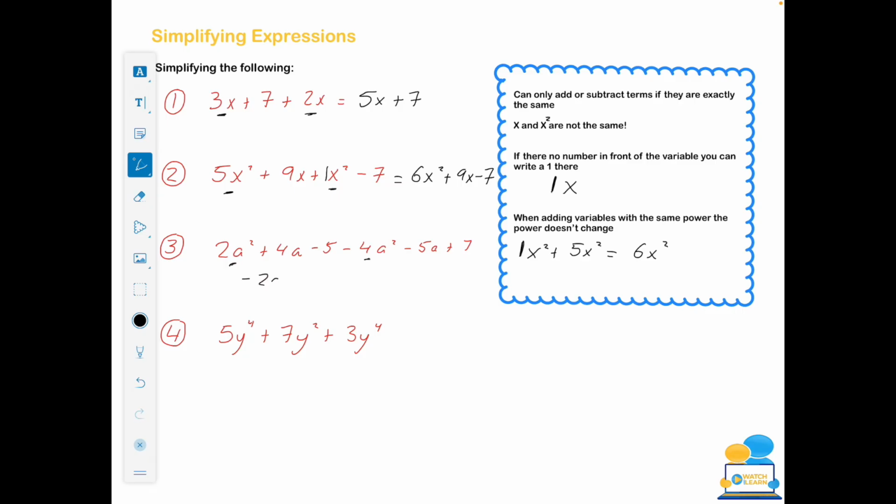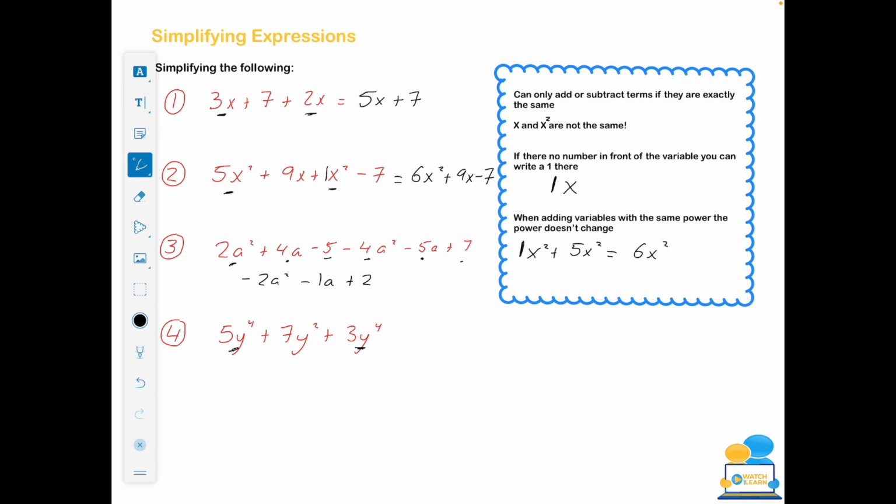The next one, we have 2a squared minus 4a squared. 2 minus 4, you can put that into the calculator if you're not sure, it'll be minus 2a squared. Then we also have 4a minus 5a. 4a minus 5a is minus 1a. You don't have to write the 1. And then we've minus 5 plus 7. Minus 5 plus 7 will give me plus 2. Be careful with the minuses. Put those into your calculator and it will tell you.